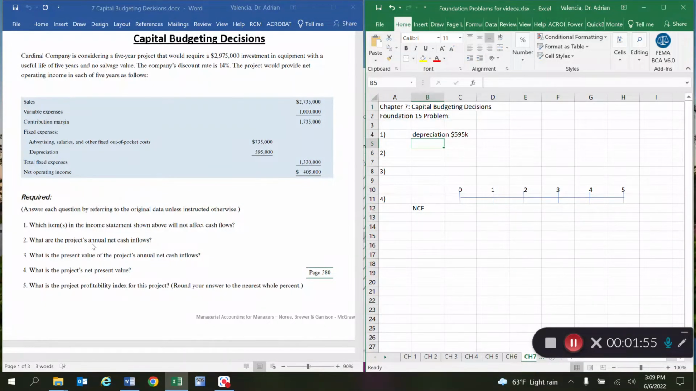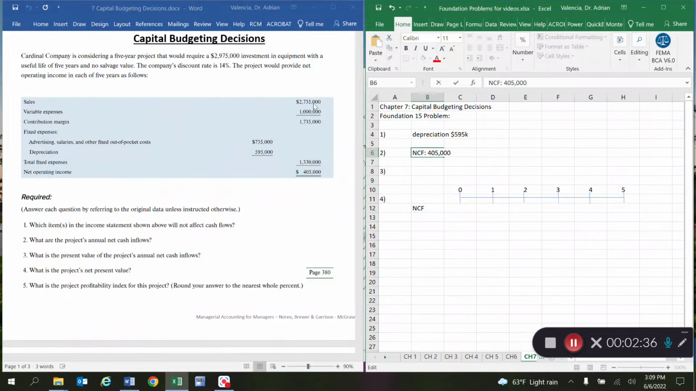Number two says what are the project's annual net cash inflows? Okay, so traditionally we'll call these the net cash flows, and then if it's positive, we would say it's inflows. If it's negative, we would say it's outflows. But the net of the positives and the negatives would be whatever the financial reporting income is, which is $405,000 positive, plus any non-cash expenses, which in this case we have $595, and minus any non-cash revenues.